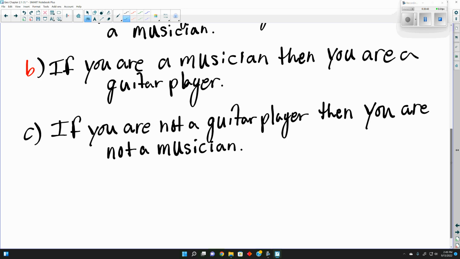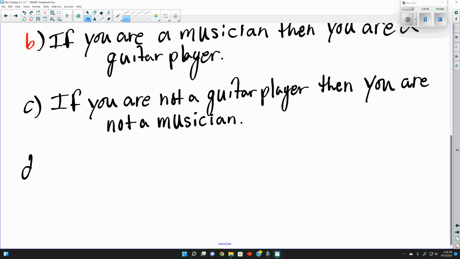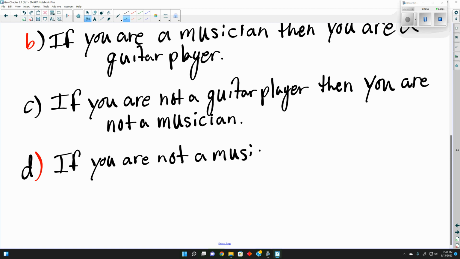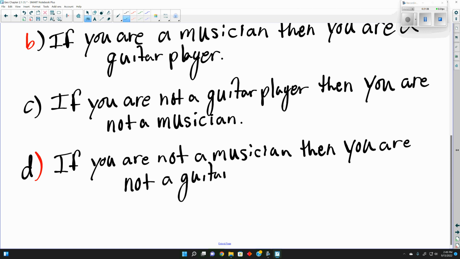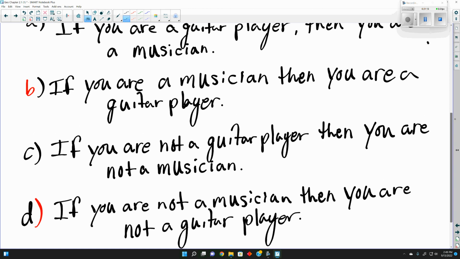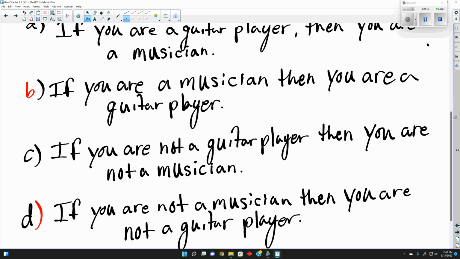So contrapositive, if you're not a musician, then you are not a guitar player. So, any question on these four here?